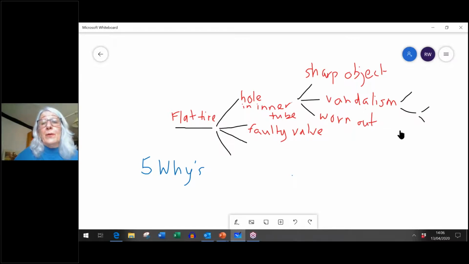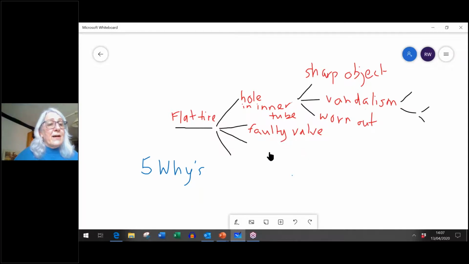Sometimes it takes a bit more work, and my rule of thumb is don't go too far. I once in a class challenged people to see how many times they could go why before we got to unhappy childhood. So flat tyre because of hole in inner tube, because of vandalism, because my neighbour is a psychopath, and you see what I mean. I could end up with because they had an unhappy childhood. And my rule of thumb, the law school rule of thumb, is when you get to unhappy childhood, you've gone too far. You can't do much about it. What we're looking for is things we can do something about.